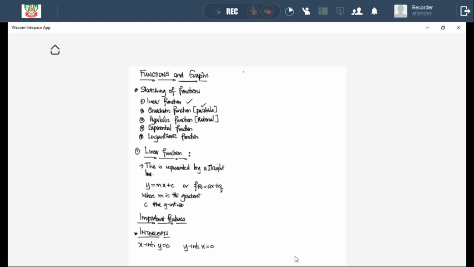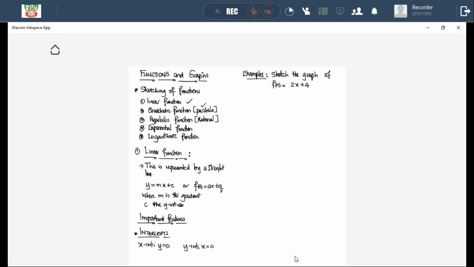Then that's how you sketch a linear function. Let me quickly give you an example. This is one of the simplest graphs that we have in terms of sketching them. Sketch the graph of f of x equal to what? 2x plus 4.